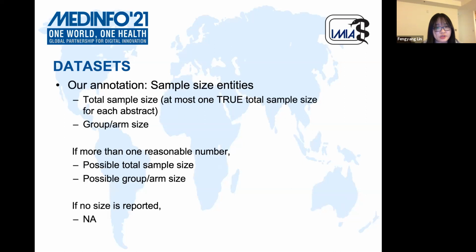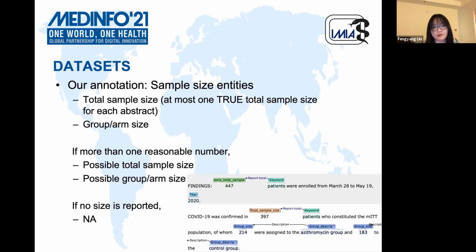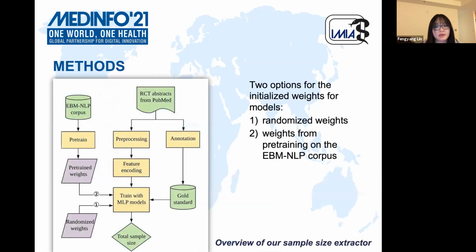And getting back to our own annotation, we identified and annotated any sample size related entities. And typically we divide our sample size entities into 4 categories. The first 2 are total sample size and group or arm size. Note that for each abstract, there is at most 1 true total sample size. So if there are also other reasonable numbers, we will label them as possible total sample size or possible group or arm size to distinguish them from the true one, because we want to focus on 1 total sample size, and we want to distinguish the sample size among total or group. Here is also a screenshot of our annotation interface. So with our annotation, we were able to create the gold standard for model training.